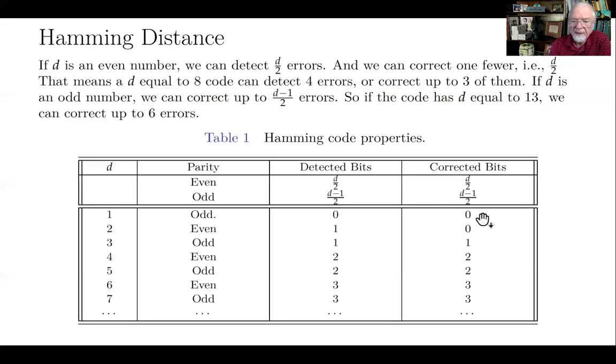You're right. This is 0, this is 1, this is 2. You're right. These are D over 2 minus 1 up here. So I'll correct this table. My apologies. Thank you for catching that. I appreciate it.